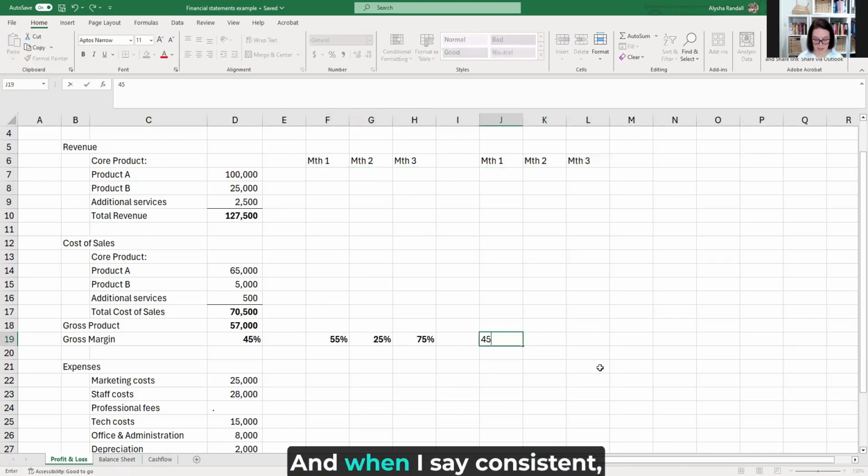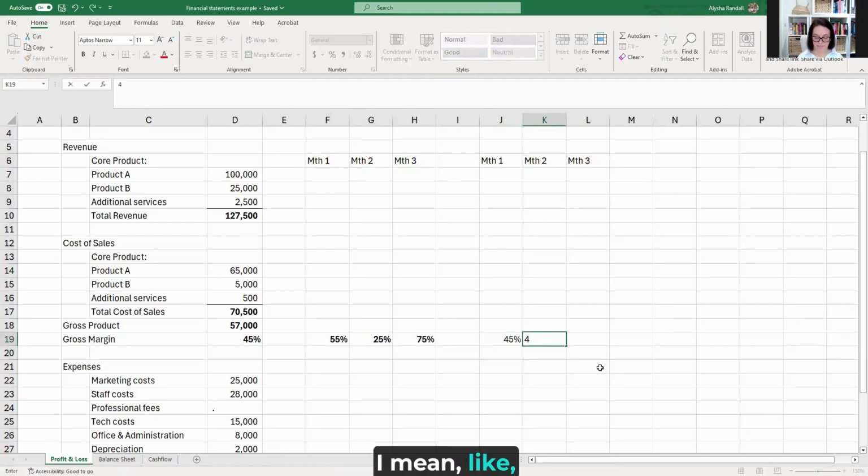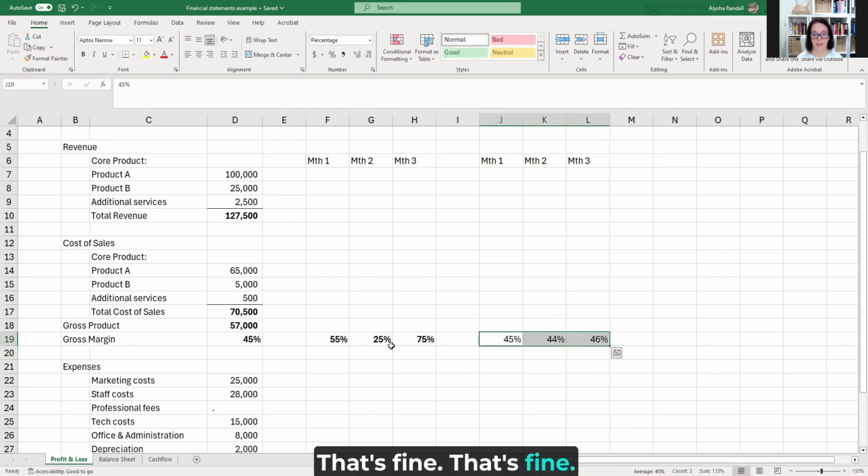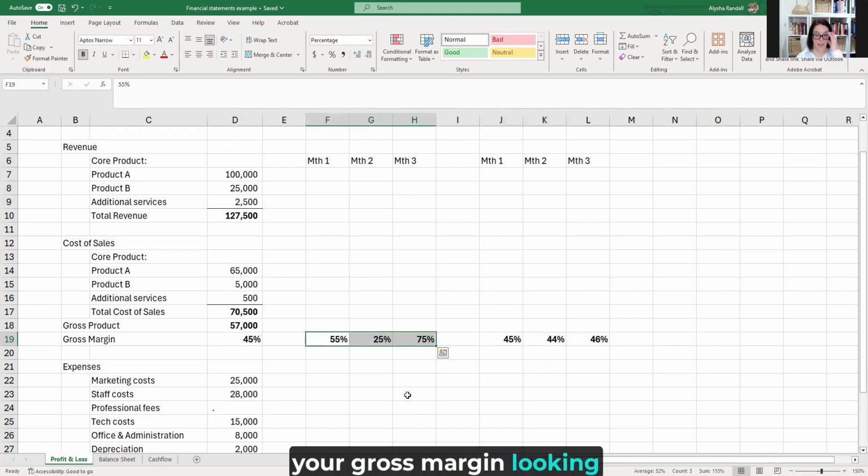And when I say consistent, I mean like this is still consistent. That's fine. There's always nuances. So if your gross margin is looking like this, and it's roughly the same, maybe 2%, depending on the materiality of it, it's not too bad. But you certainly don't want your gross margin looking like this.